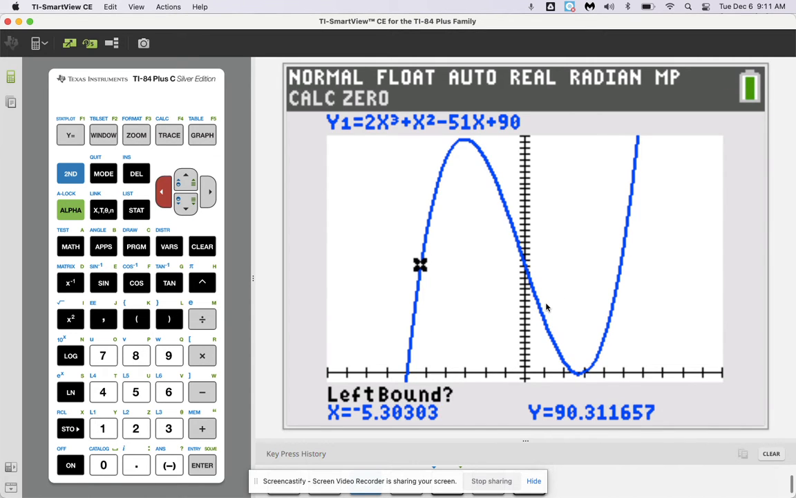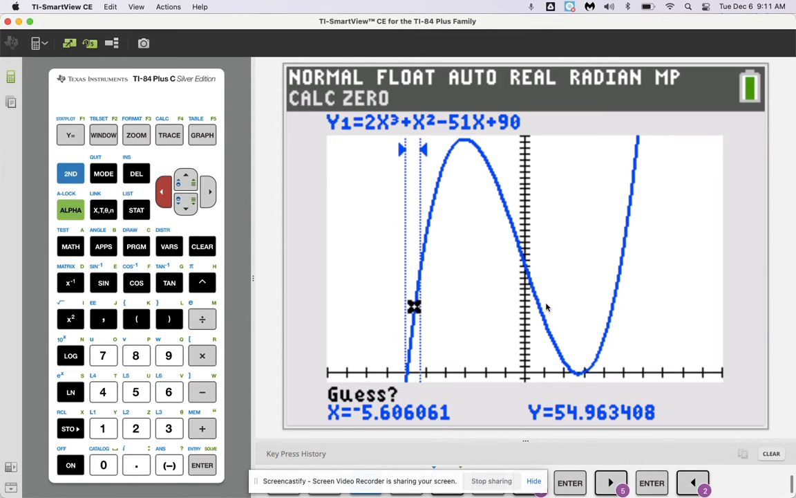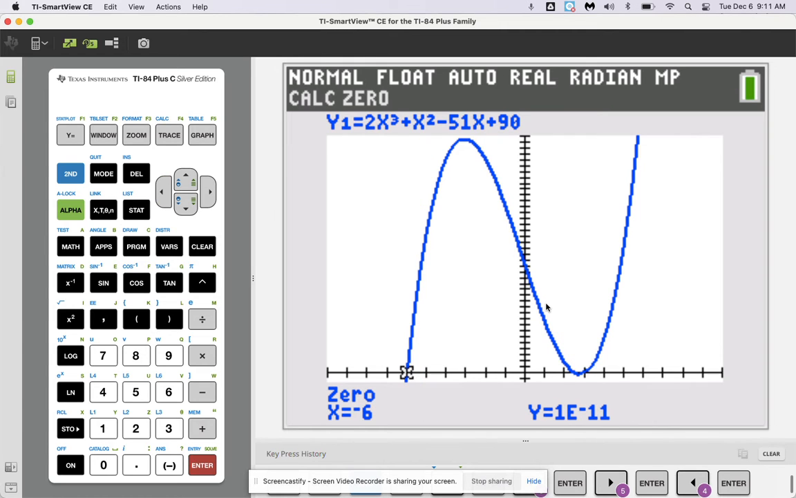I'm going to use my cursor to scroll to the left of that intercept. So it does go off the screen a little bit, and that's okay. We go to the left of it, then we go up here somewhere to the right of that intercept point. And then the guess is just try to move the cursor as close as you can to it, and there's our intercept.